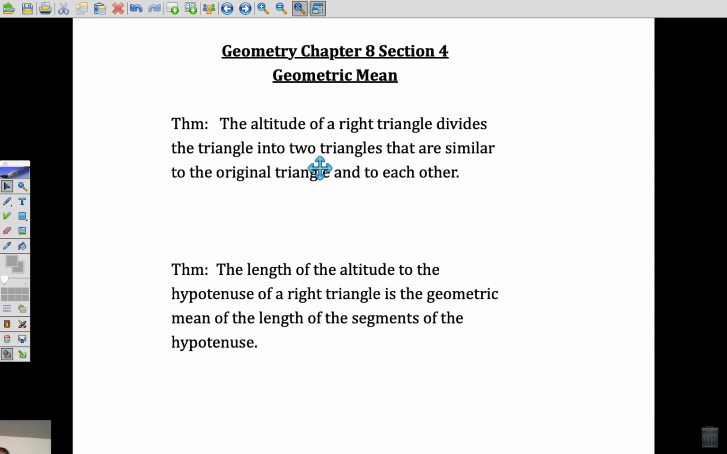And then the other two altitudes, which are the legs of the huge right triangle, the big right triangle, are also geometric means, and they are geometric means with regard to the hypotenuse and the part of the hypotenuse that is closely touching. So we'll take a look at that next.